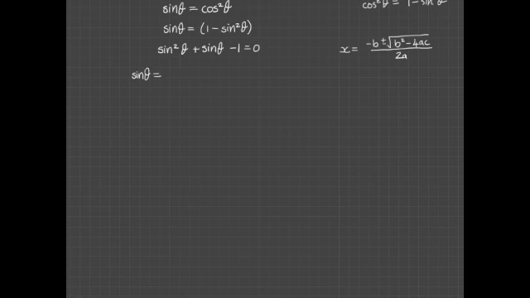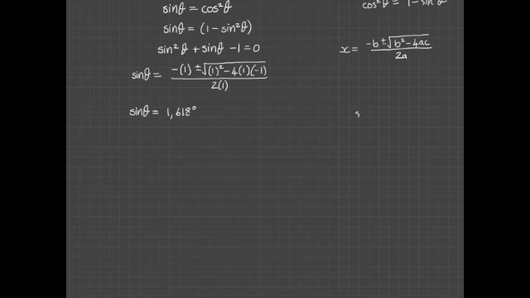So sine theta is equal to, and then our b value is 1. And we've got plus minus, and once again our b value is 1 squared minus 4, our a value is 1, our c value is negative 1, and that is all over 2 times 1. It's going to give us two answers. The first one is 1,618, and it's got more decimals after that, so I'm going to just round it off for now to 1,618.